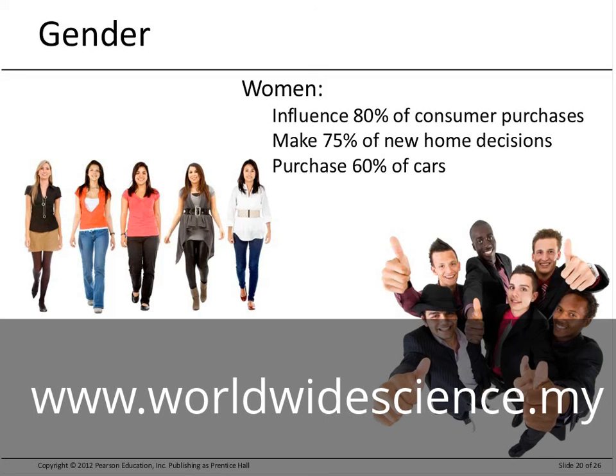What does it mean? Thank you so much, Mr. Nabavi and Mr. Aziz. Women influence 80% of consumer purchases. There is a good point here as an example. As usual, women influence 80% of consumer purchases. It means those goods and products related to household consumer purchases, they make 75% of new home decisions, and also purchase 60% of cars. It means women have a very important role in deciding what to buy. Yes, as usual, all the time women have a very effective and important role in decisions in a family. So this one just emphasizes this.